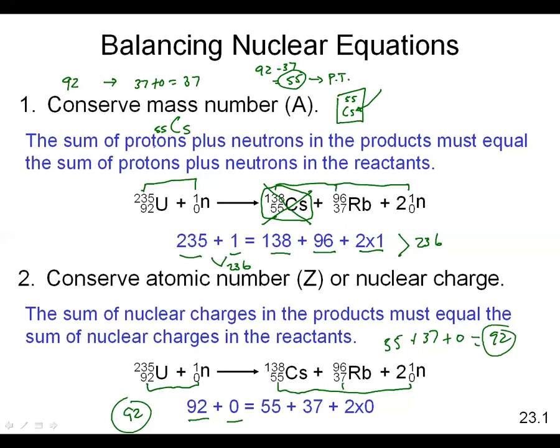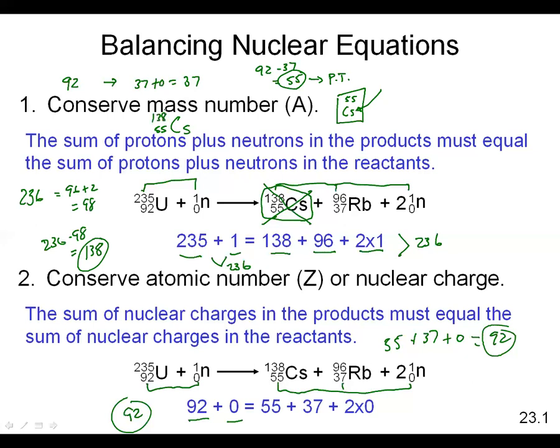Then you do the same thing for the mass number. In this example, 236 is what you have on the left. Over on the right, we have 96 plus 2, which gives us 98. If we take 236 minus 98, that gives us 138 as our mass number.